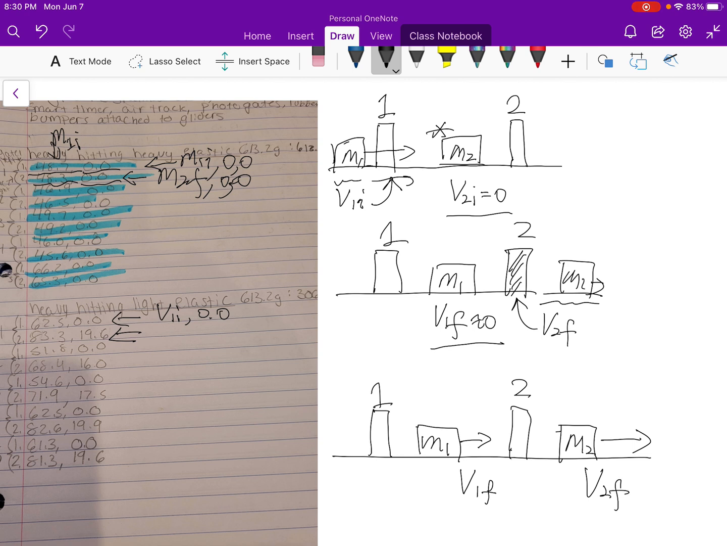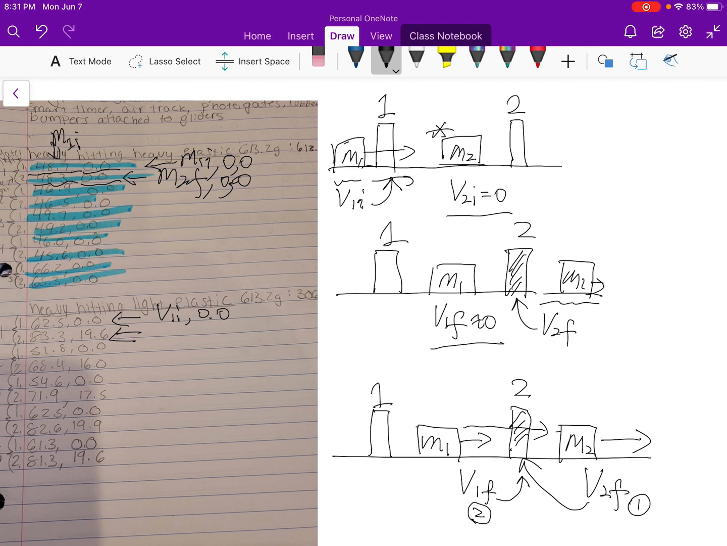So this speed gets captured by gate 2. And immediately after that, this M1 will travel through the gate. So this gets captured also by gate 2 after that. So this is actually the first value captured by gate 2. This is the second value captured by gate 2, in the sequence the gliders went through gate 2.